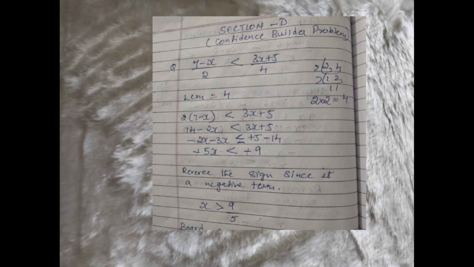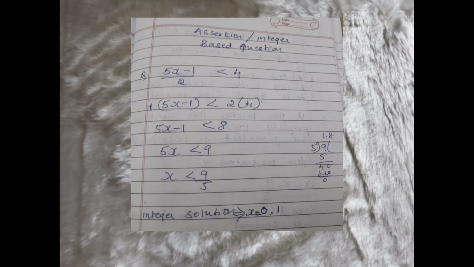Board examiners love such questions. This is an assertion and integer based question. 5x minus 1 divided by 2 lesser than 4. 5x minus 1 lesser than 2 into 4. That is, we have taken the LCM and we have got the answer 2 in that. So 2 will be divided by 1, so you will get the same, and 1 will be multiplied by 2 to get 2. So we will be multiplying 2 with 4.